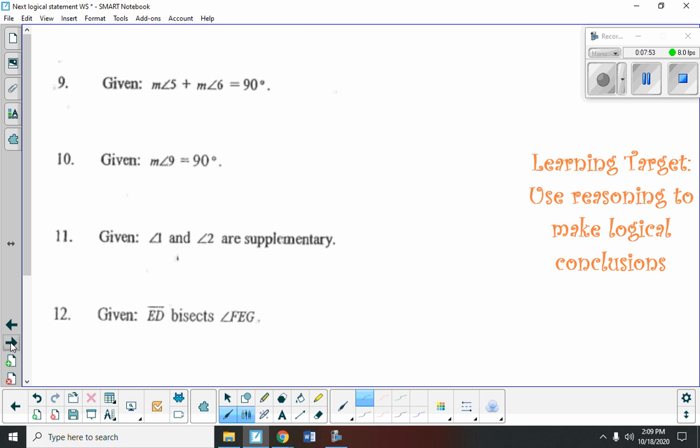All right, the next one says the measure of angle 5 plus the measure of angle 6 equals 90. So let's look at our angles. We look at two angles that equal 90. What would we say that they are? They are complementary. So you could say angle 5 and angle 6 are complementary. And how do we know that? Because of the definition of complementary angles.